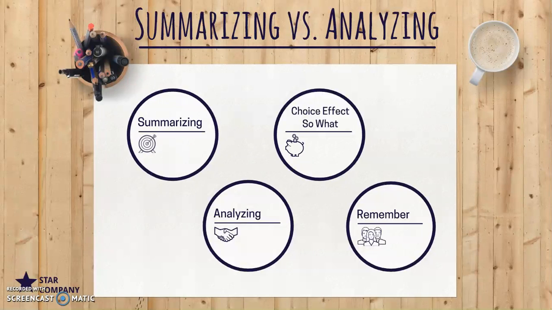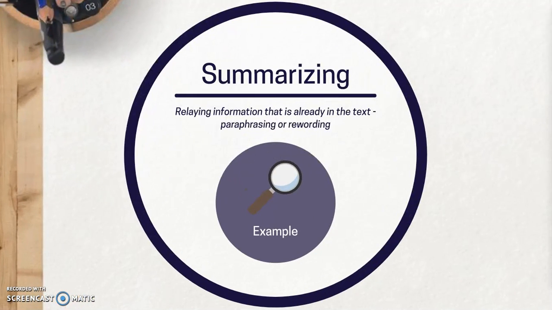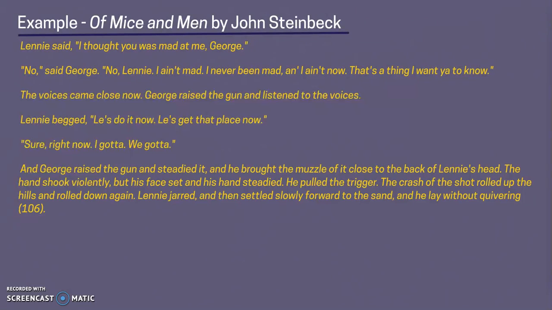maneuver the two. So first we're going to get into the definition of summarizing, and that is relaying information that is already in the text or paraphrasing or rewording what you have already read. An example of this, we are going to use an excerpt of Of Mice and Men by John Steinbeck. So if you could just pause your video right here and read this to yourself.